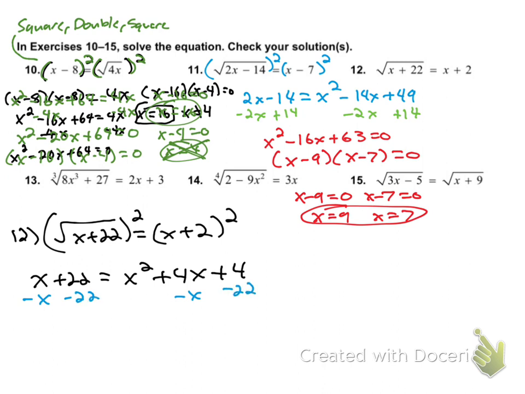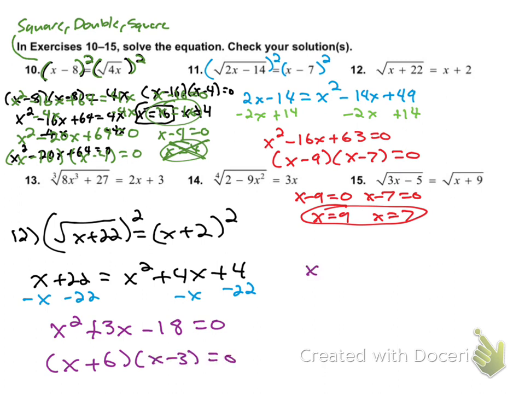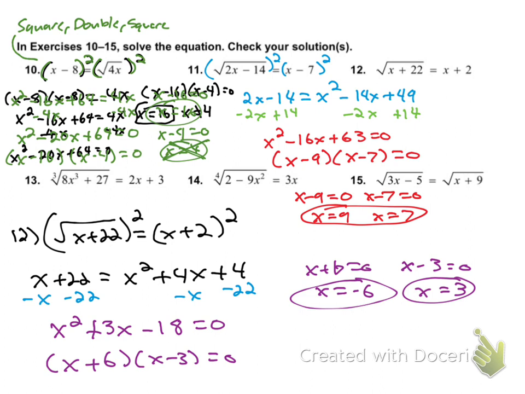And that will give me x squared plus 3x minus 18. And then two factors of negative 18 that add to give me 3. X plus 6, x minus 3. Set them equal to 0. X equals negative 6. X equals 3. Okay? And if you plug them back in, negative 6 will not work. And 3 does work. So your only answer is 3 there.